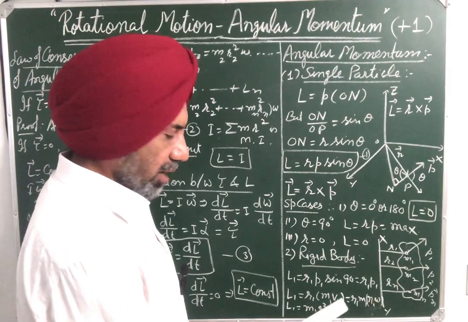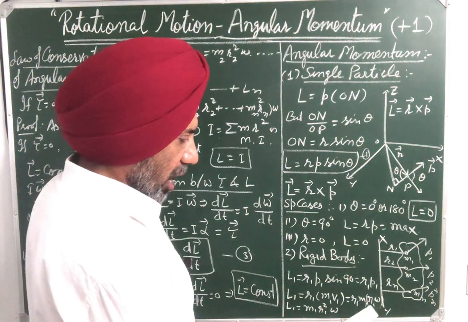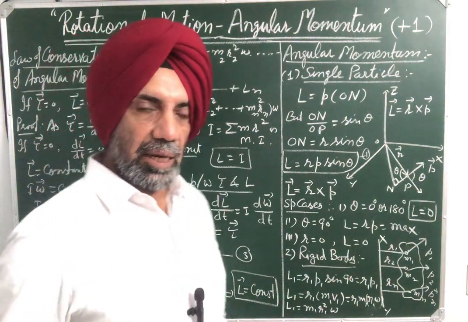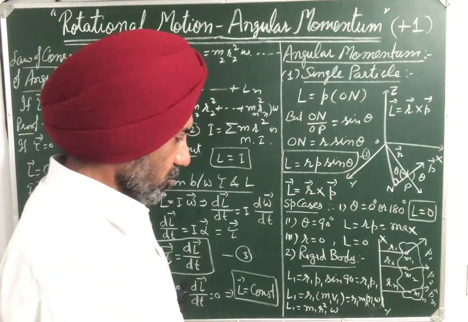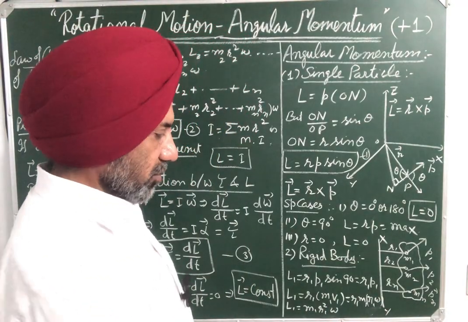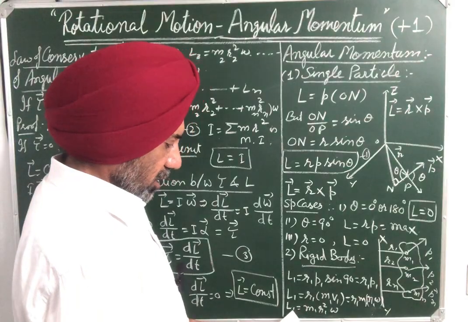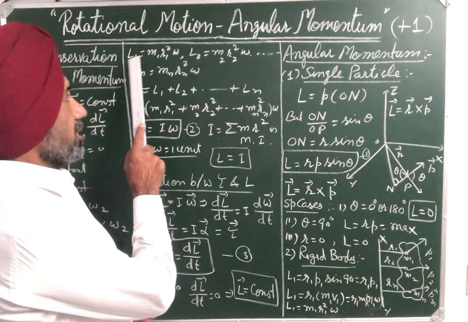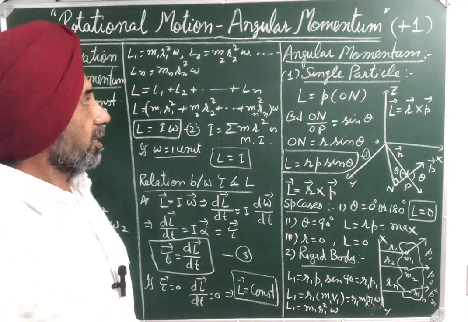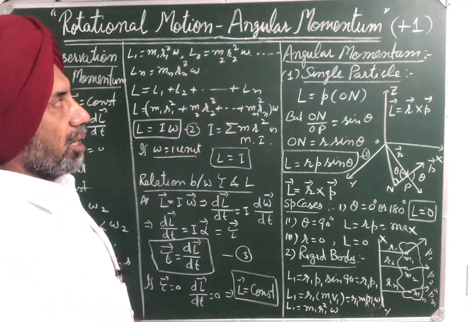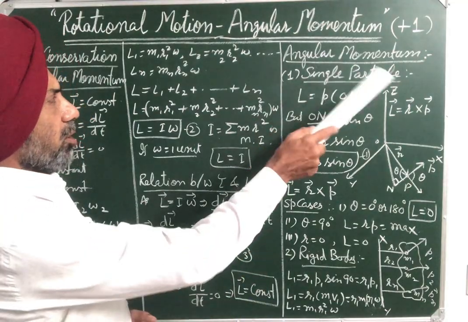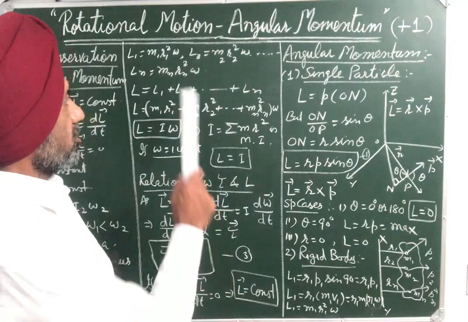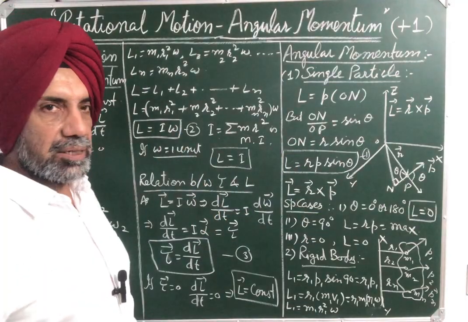But p1 is equal to m1 v1. But v1 is equal to r1 omega, because we are now converting linear motion into rotatory motion. So the relation between linear velocity and angular velocity is v is equal to r omega. So L1 is equal to m1 r1 square omega. Similarly, L2 is equal to m2 r2 square omega, and so on. Ln will be equal to mn rn square omega. So this gives the angular momentum of the various n particles.